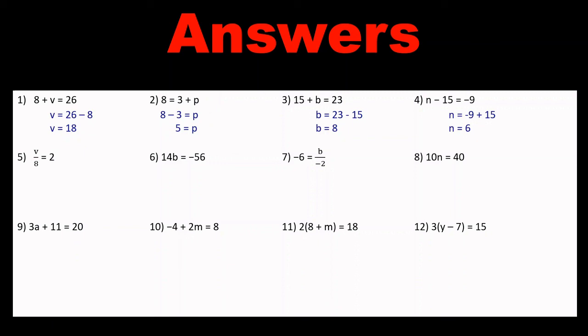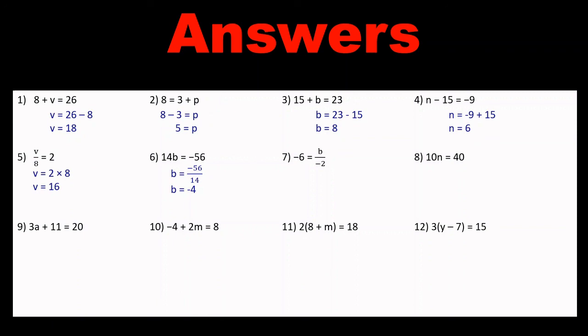For question 5, to get v on its own, we multiply by 8. For question 6, to get b on its own, we divide by 14. And take care when we divide a negative number by a positive number, our answer is negative. If you need a lesson on integer calculation, have a look at the description box below.